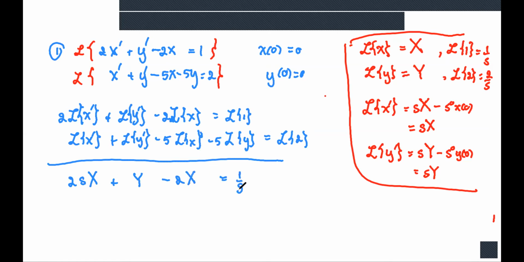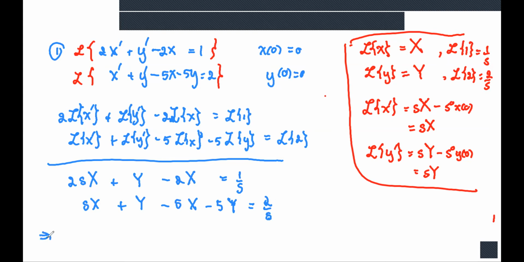Recall that the Laplace transform will change the function in t to the function in s. The second equation becomes s times the capital X plus the capital Y, minus 5 times the capital X minus 5 times the capital Y equals 2 over s. And after that, we can see it's similar to the way we did the elimination method in 4.9. So we just regroup them, x and x together, y and y together.